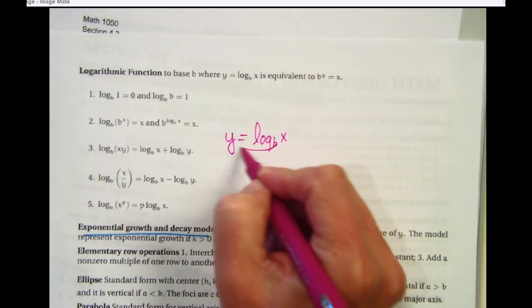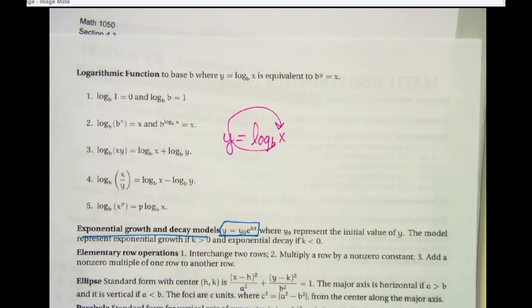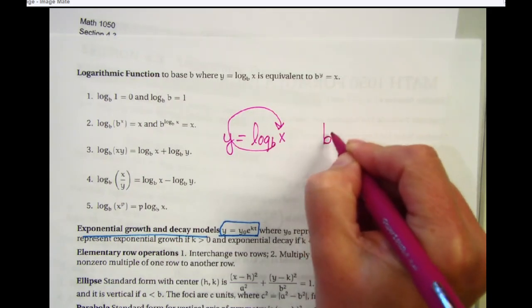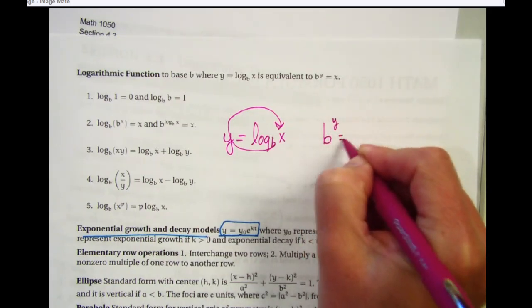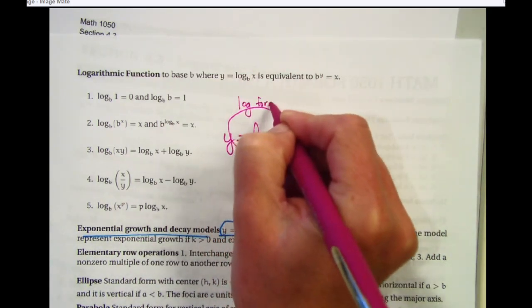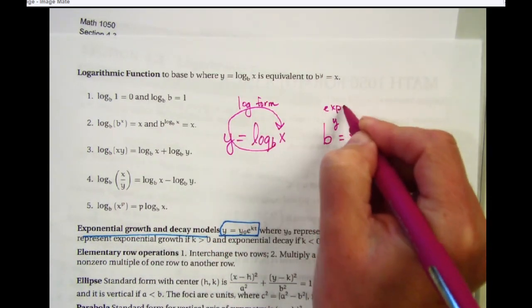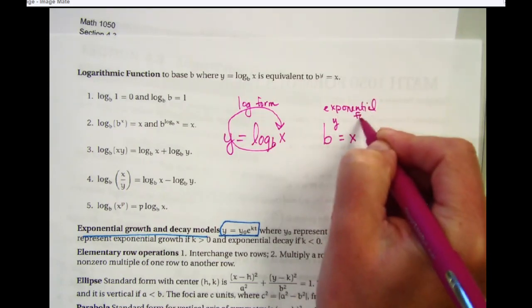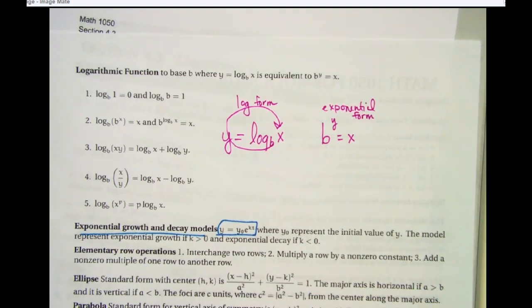Does anybody remember me doing this? And that looks really cute. So if this is logarithm form, exponential form looks like this. B to the y equals x. So log form, exponential form. And you do probably need to be able to convert back and forth between them.